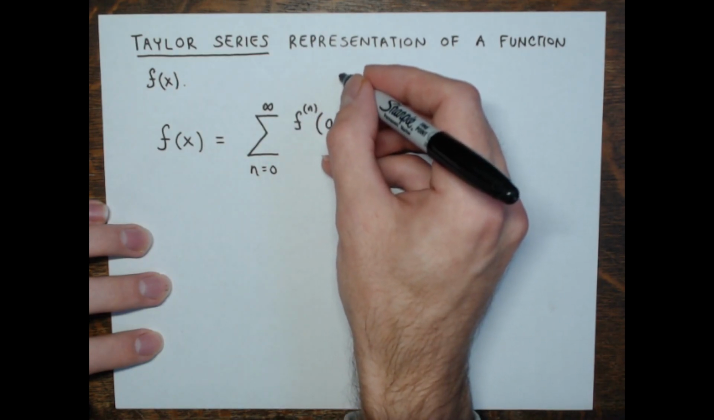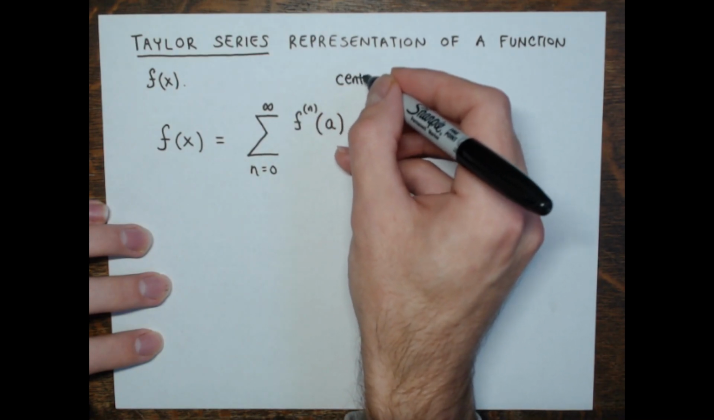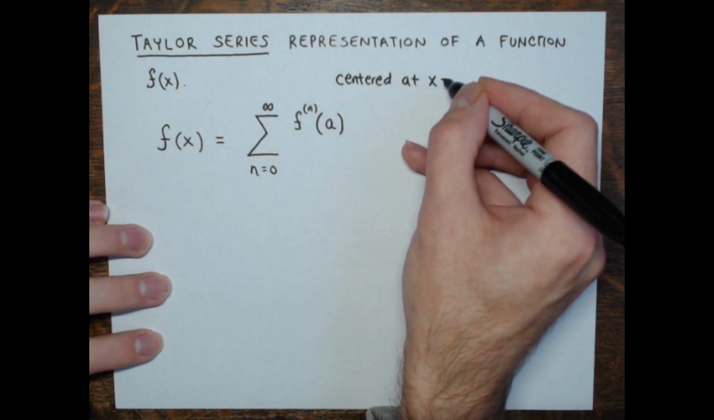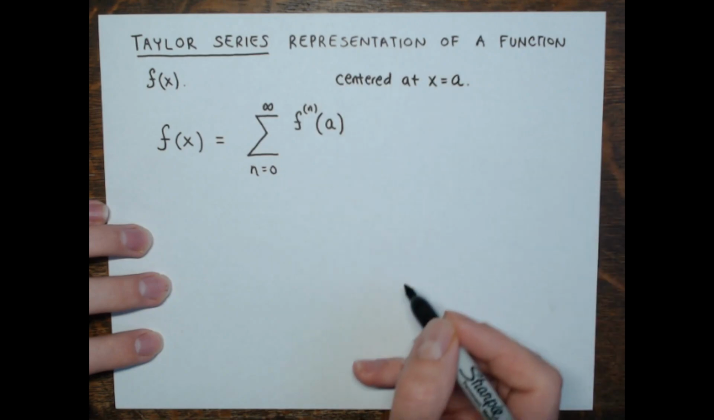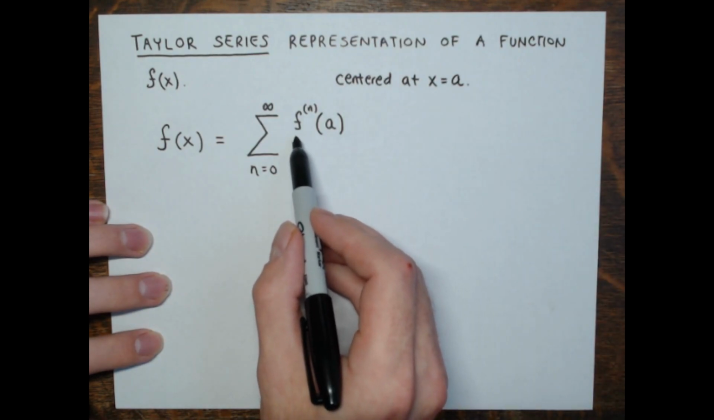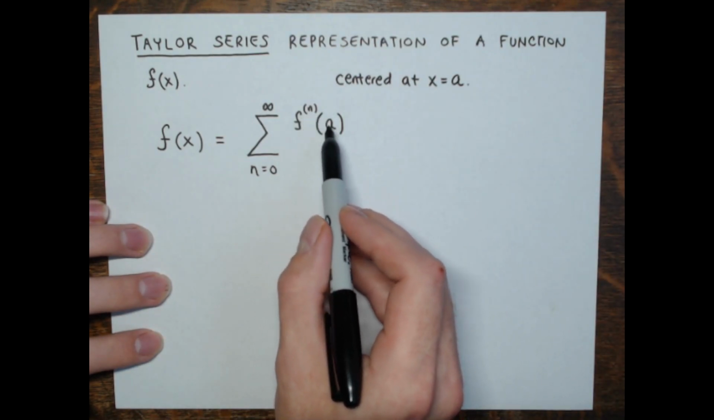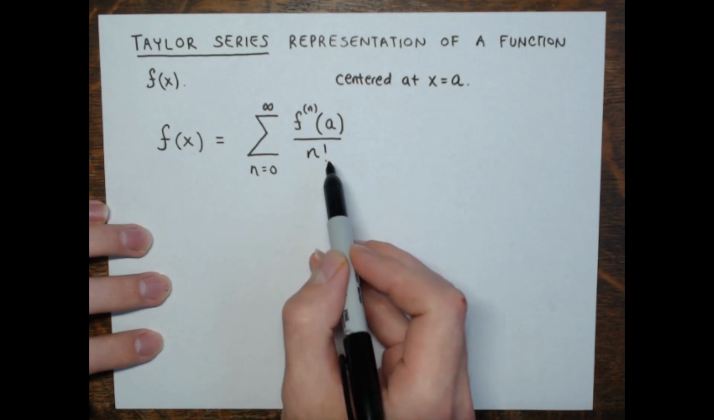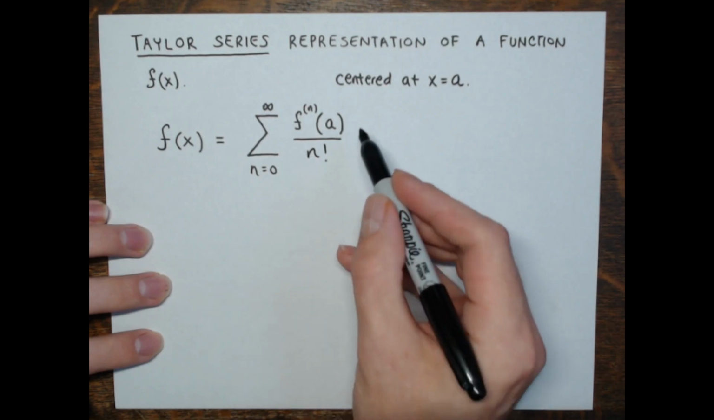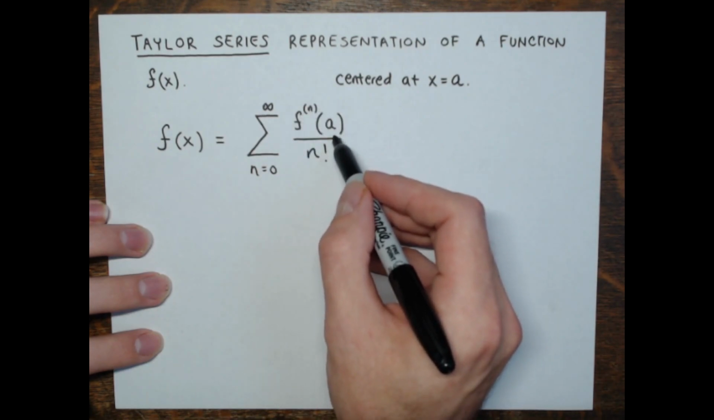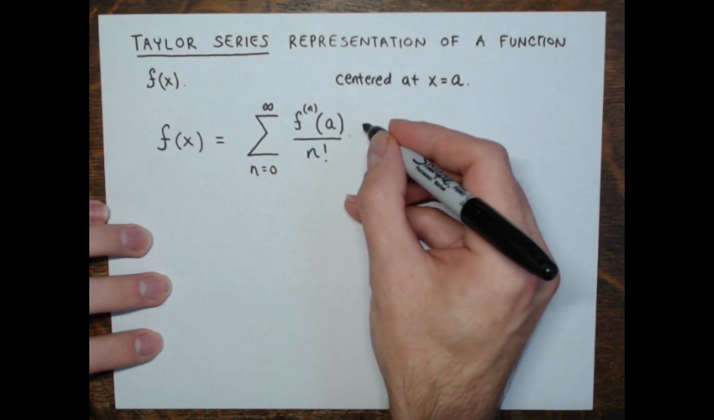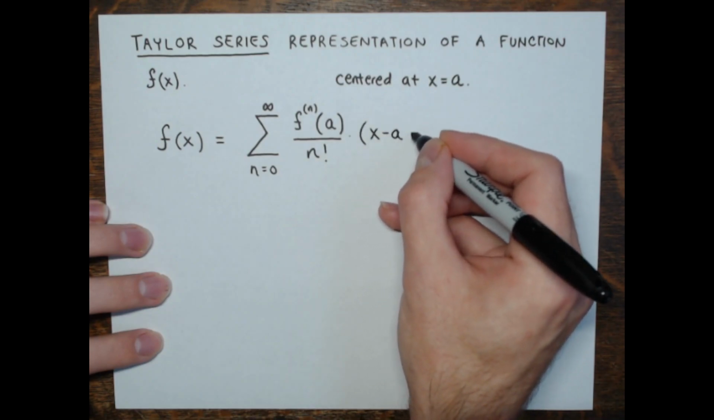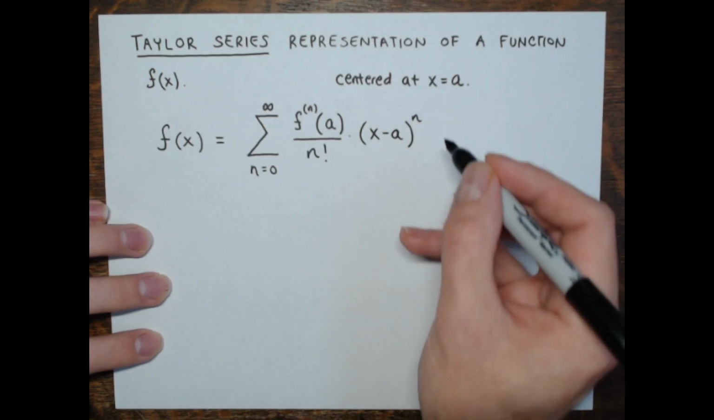So this is going to be a power series centered at x equals some value called a. So I have the value of the nth derivative at a divided by n factorial. These are the coefficients. And then this is multiplied by powers of x minus a, right? So times x minus a to the nth power.